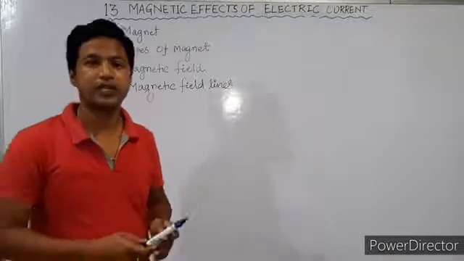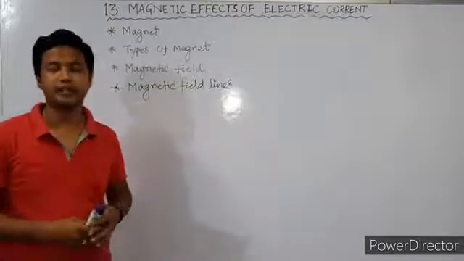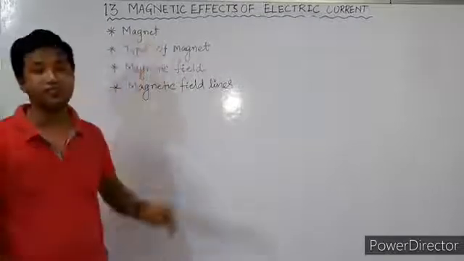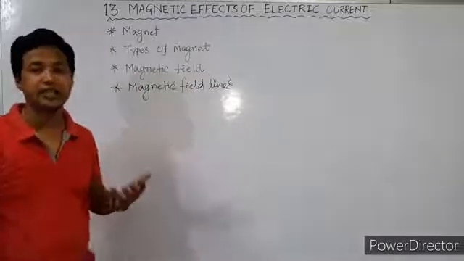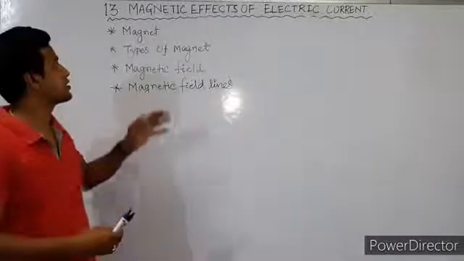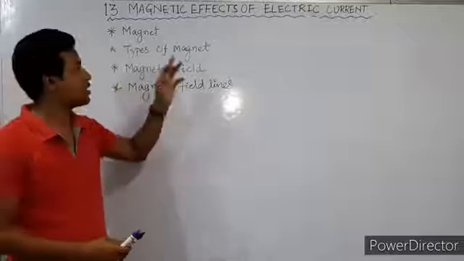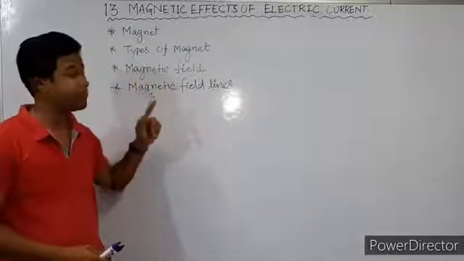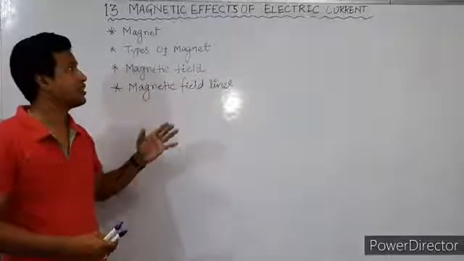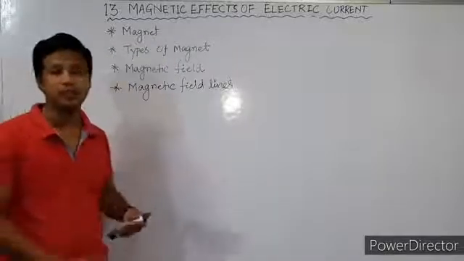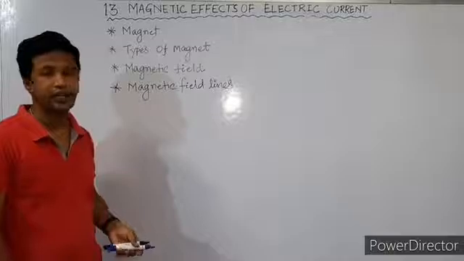Today we are going to start a new chapter, and the name of the chapter is Magnetic Effect of Electric Current. In this chapter we are going to discuss some topics like magnet, types of magnet, magnetic field and magnetic field lines. After that we will go to the main topic, that is magnetic effect of electric current.